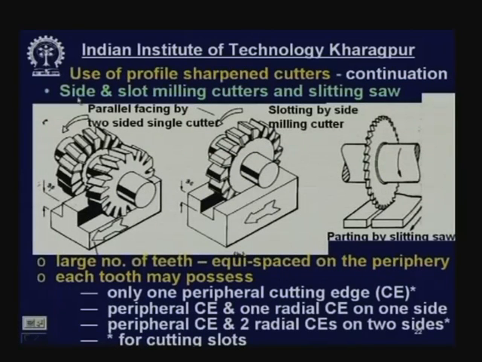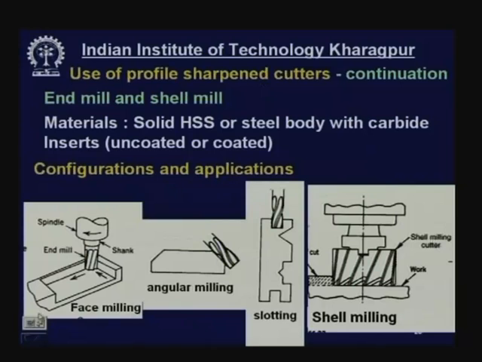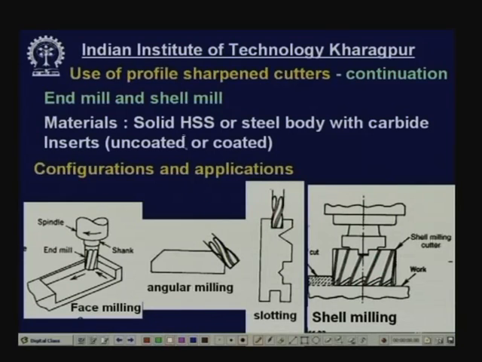Next, we are still discussing profile sharpened cutters, which produce flat surfaces. Now end mill and shell mill. What is the material of the slab milling cutters in the previous case? Mostly high speed steel, but it can be carbide also. Why high speed steel? Because these milling cutters are intermittent cutting tools.